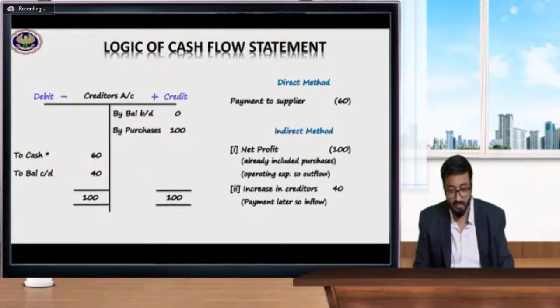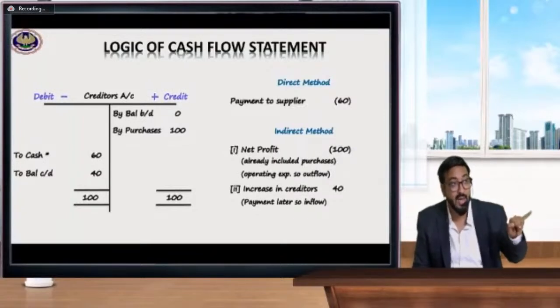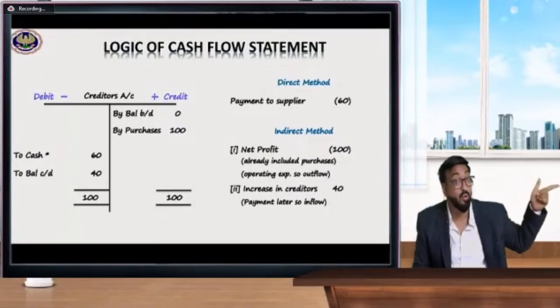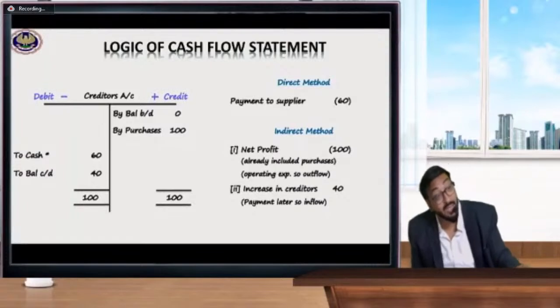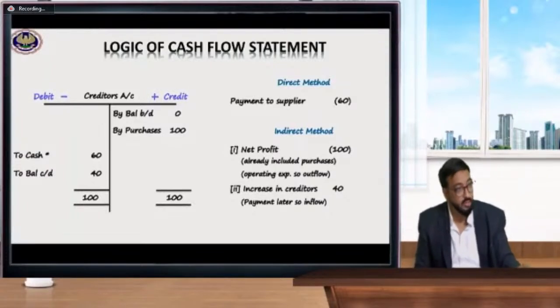You can write it now. Creditors account. Which two statements are related: trading and P&L account, and balance sheet? Now tell me, while solving, only the balance sheet is given. If you start with net profit, do you need the P&L account? No. So in the indirect method, we have no need of trading and P&L items. But when you solve the direct method, you have to know what purchases are, and that's why you are calculating to cash. Therefore, for the direct method, trading and P&L items are mandatory. Now you got the concept? Yes.